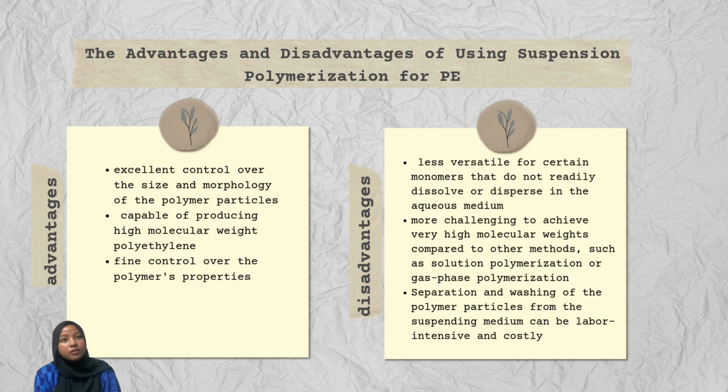Okay, we move to disadvantages of using suspension polymerization for PE, which is polyethylene. It is less versatile for certain monomers that do not readily dissolve or disperse in the aqueous medium. Secondly, it is more challenging to achieve very high molecular weight compared to other methods such as solution polymerization or gas phase polymerization. Lastly, separation and washing of the polymer particles from the suspending medium can be labor intensive.